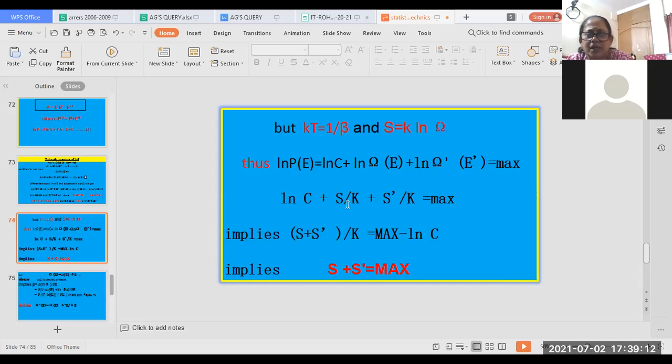S plus S dash, k is a common factor. So I have written it divided by k. So k you take to the right hand side. Anyhow, all the terms on the right hand side are constant. Multiply it by k. Again you are multiplying, so that means the maxima will remain maxima only. If you divide or multiply, it stays the same. So the equation turns out to be S plus S dash is equal to maximum. So this is one of the important equations under the probability calculations of the joint system.